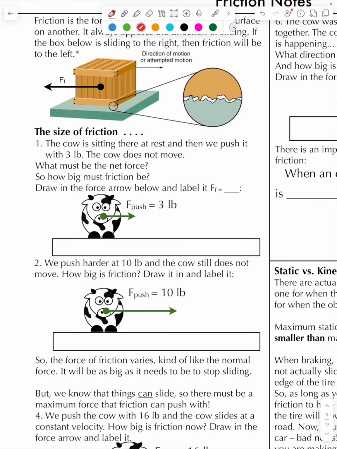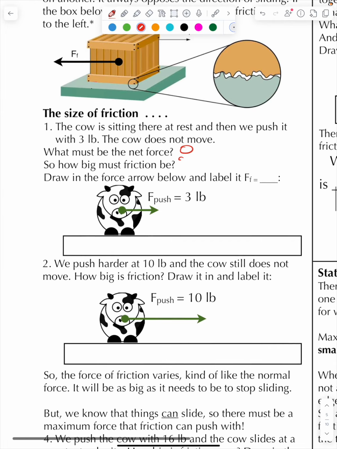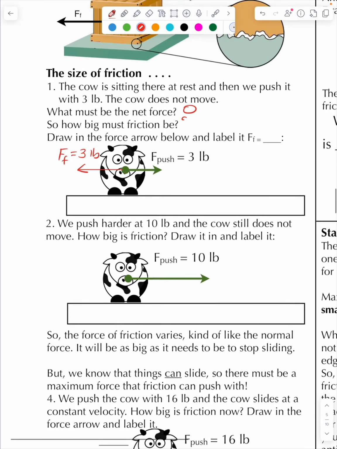Or if there's no acceleration, the net force equals 0. So the net force is 0. So how big must friction be? Well, if the net force is 0, the friction force must also be 3 pounds. In our class, we're using F sub F for friction, which is 3 pounds. That's why the cow doesn't accelerate: we're pushing with 3 pounds, but the friction is pushing back with 3 pounds. It's meeting our push.